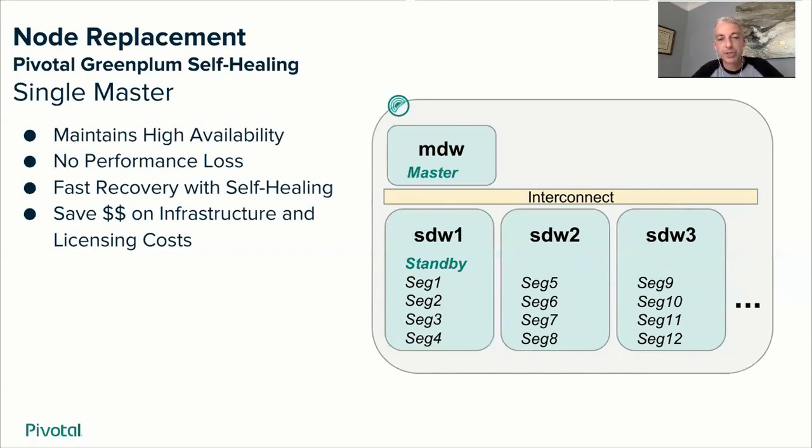So what we've done is push that standby master process to the first segment host. What that gives you is one less node in your cluster, so you're saving money on hardware and also Greenplum licensing. The self-healing is aware of this configuration, so it will handle all of the recovery for you automatically. If the master were to fail, it fails over to the standby, and then it fails back to the master. If that first segment host fails, it will recover the segments, and then it will reinitialize the standby process for you automatically. This is a big win for deploying to the cloud because you're saving money on infrastructure and also licensing.